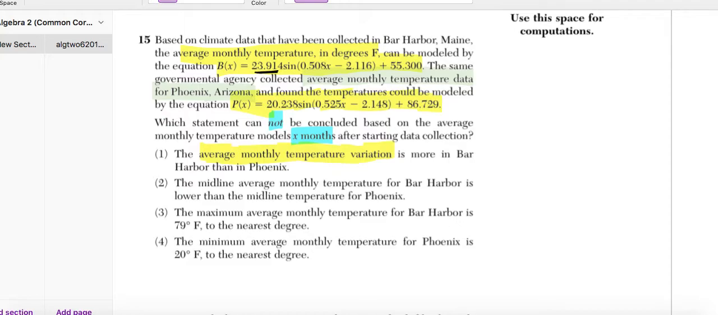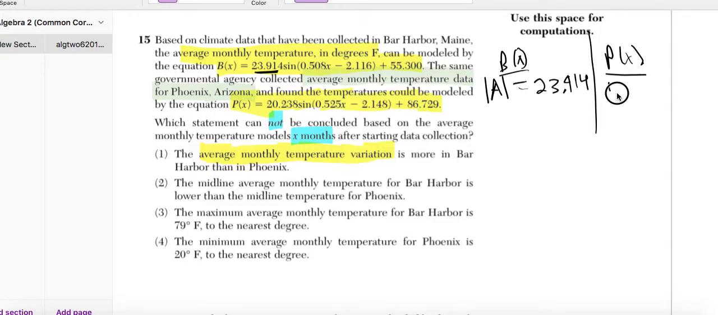They're saying the temperature variation, which is given by the A value, how much the temperature goes up and down. For B, the temperature variation, which is your amplitude, which is the absolute value of A. Our A value is the leading coefficient, 23.914. Since it's already positive, the amplitude is 23.914. But for P of x for Phoenix, and B of x for Bar Harbor.